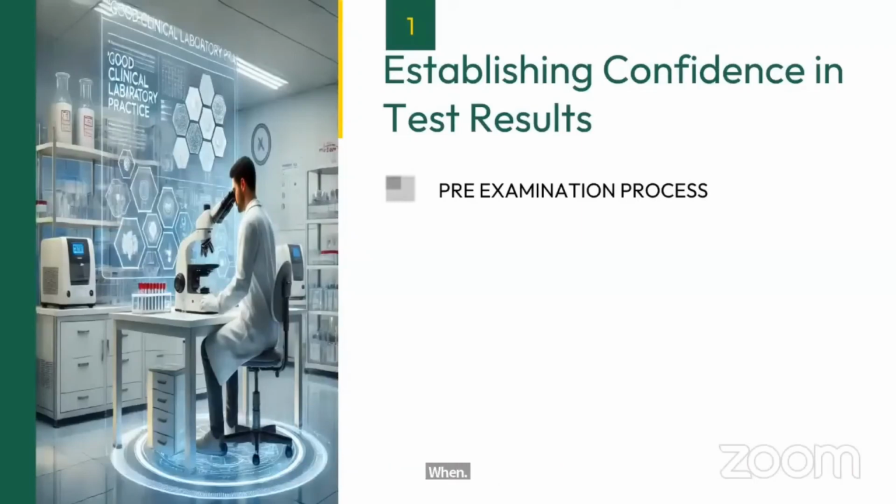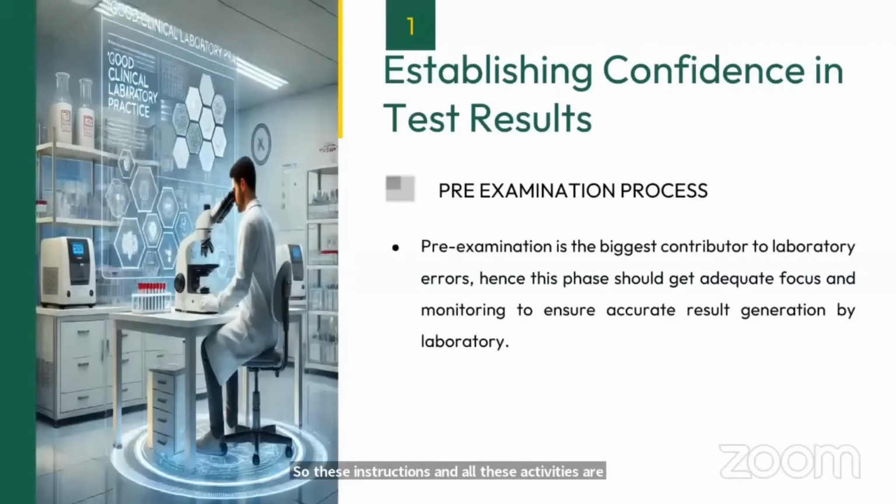Sample collection includes a number of steps, right from the identification of the patient, preparation of the patient, instructions to be given to the patient for appropriate preparations, then how to fill the requisition forms, how to collect the samples, and what is the appropriate procedure required to prepare the parts of your body before collecting the samples. Specifically, samples are collected from the cubital fossa or from the median cubital vein. So, how to prepare those parts. These instructions and all these activities are included as a part of pre-examination processes.